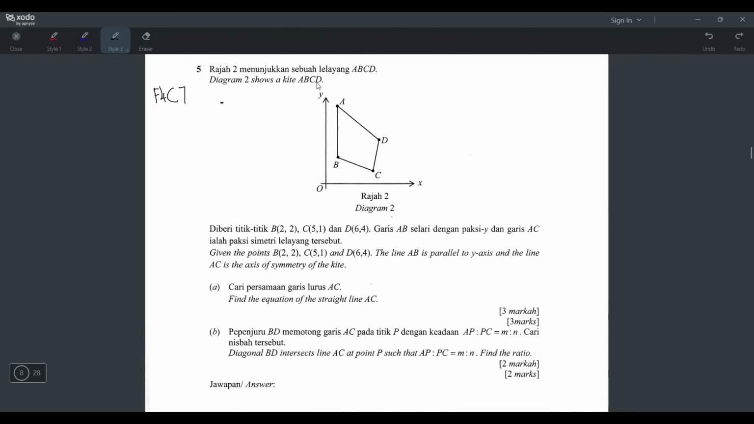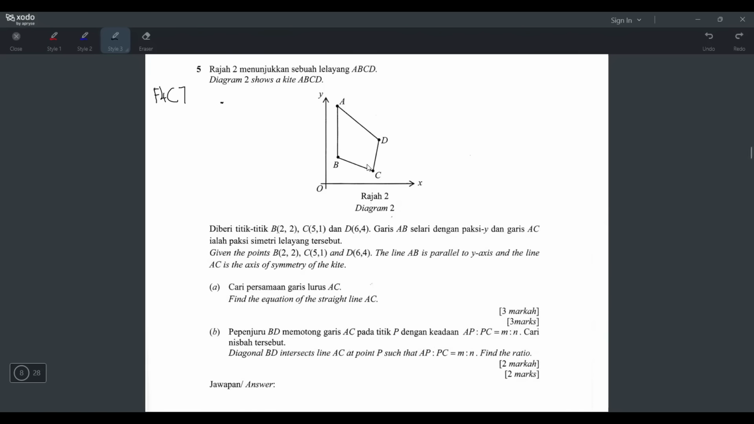Diagram 2 shows a kite ABCD. So this is a kite. So this line and this line must be the same length, this line and this line must be the same length, and the diagonal AC and diagonal BD will intersect here, and on BD, this one will be the midpoint. And then this one we don't know. This one, one is long and one is short. Okay, never mind, I'm sure they will give me more information.